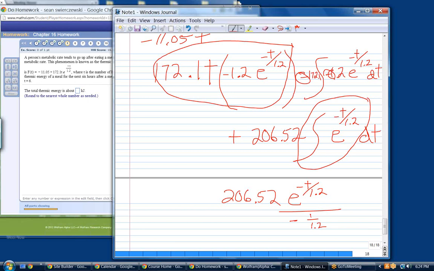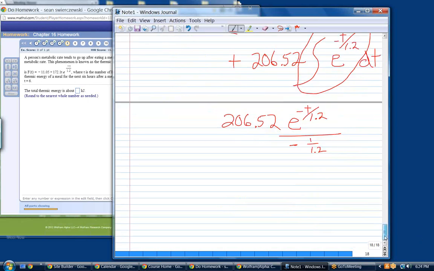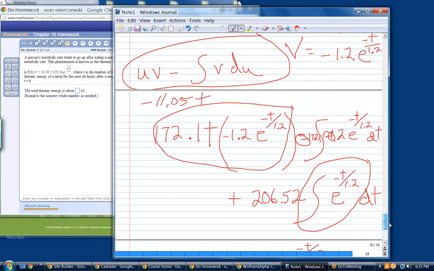Okay? So let's see if we're ready to evaluate this sucker yet. Let's see, dt also, right? No, I integrated it. So once you integrate it, you get rid of the dt. So starting from the beginning, we have minus 11.05t, which was the integral of the first part. Oh, thank goodness it's a plus. Okay, everything's plus here. We don't have any negative signs anymore.